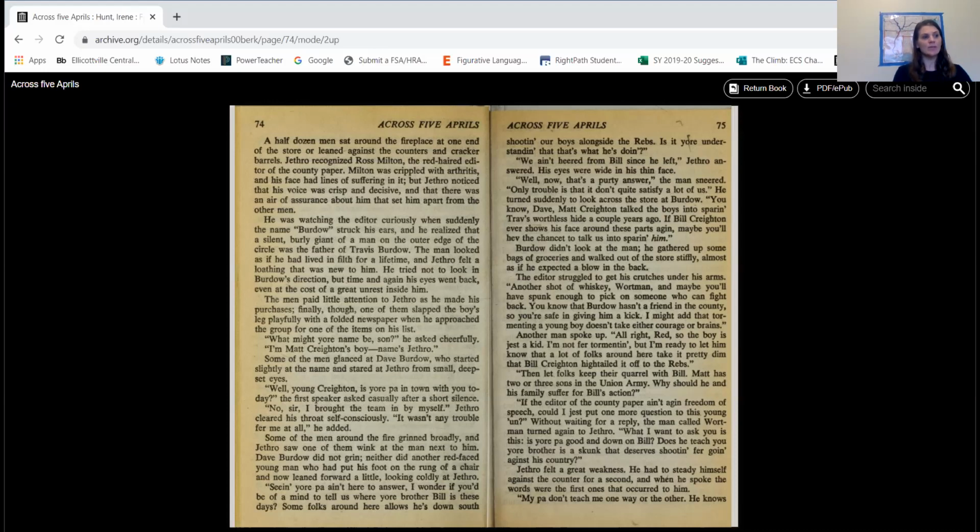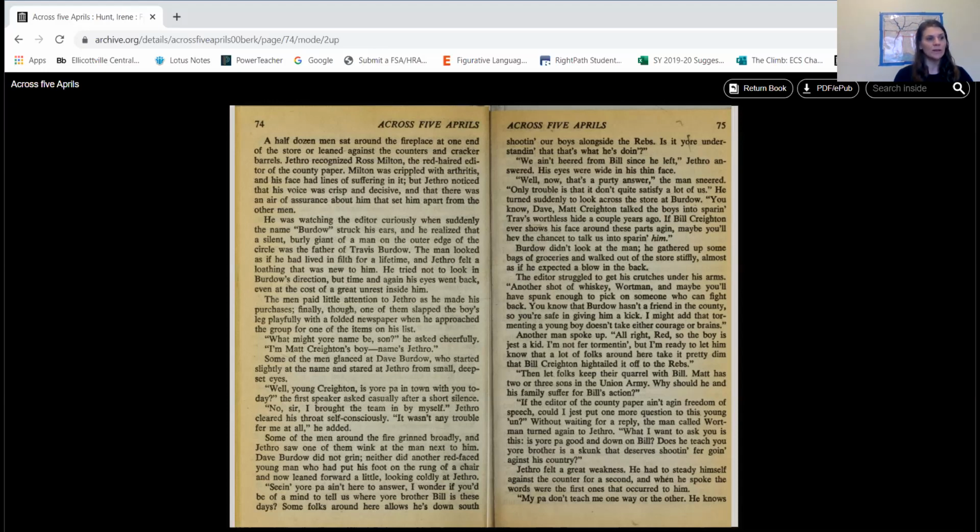"If the editor of the county paper ain't so against freedom of speech, could I just put one more question to this young'un?" Without waiting for a reply, the man called Wortman turned again to Jethro. "What I want to ask you is this. Is your pa good and down on Bill? Does he teach you your brother is a skunk that deserves shooting for going against his country?"